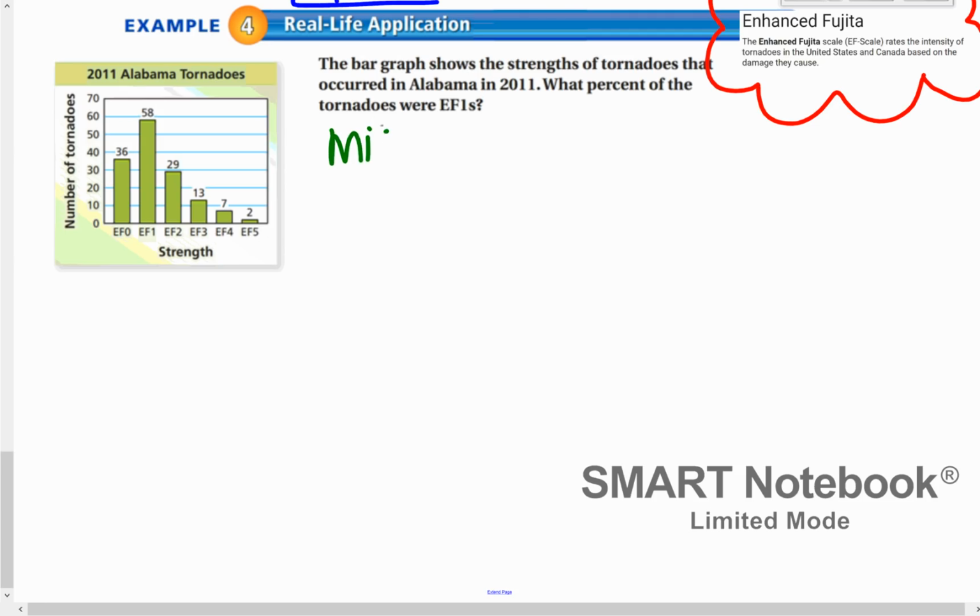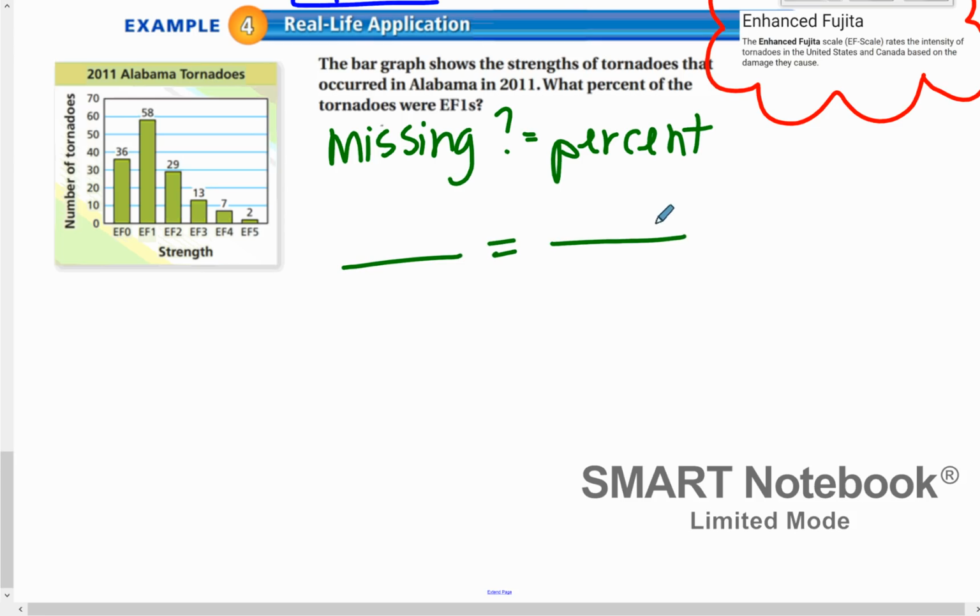So what are we missing? The percent. We don't know what percent, but we want to know. Okay, so we're going to set up that proportion. We're missing that percent, so we already know where our variable needs to go. Okay, now we want to know what percent were EF1s. So we have to put a number up on the top that's going to correspond to this percent for EF1. So we go to our bar graph. There were 58 EF1s. Now remember, when we're doing the percent proportion, it's part over whole, part over whole.